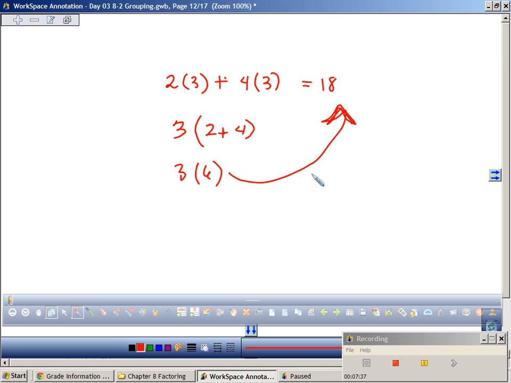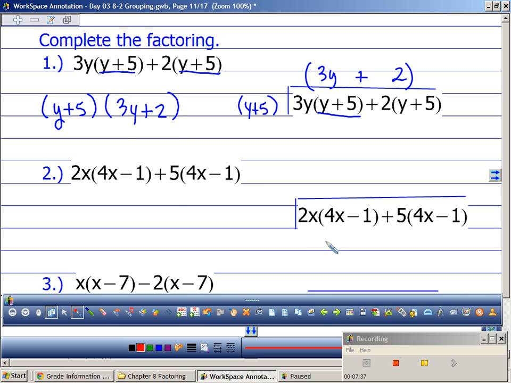See that? Okay. See what I'm doing? I'm just taking pieces of it away. In fact, I'm saying, what do you both have? I'm going to pull that out of the parentheses. Exactly. So let's do that again. What do these two have in common? 4x minus 1.